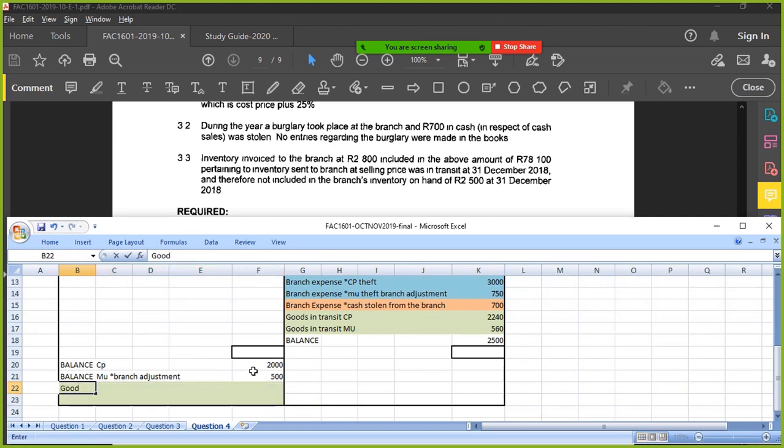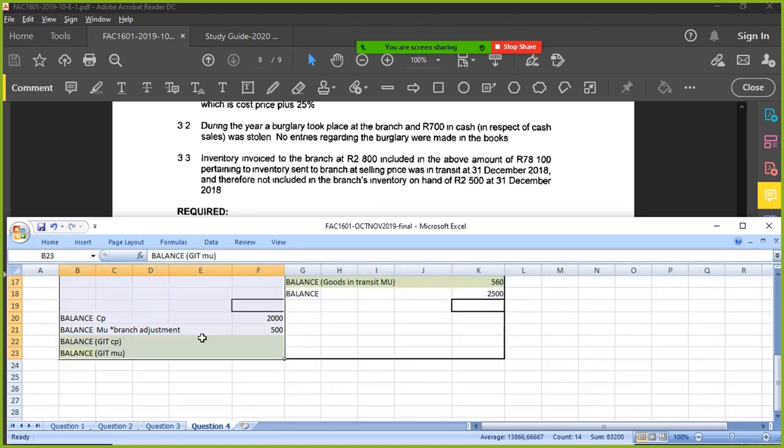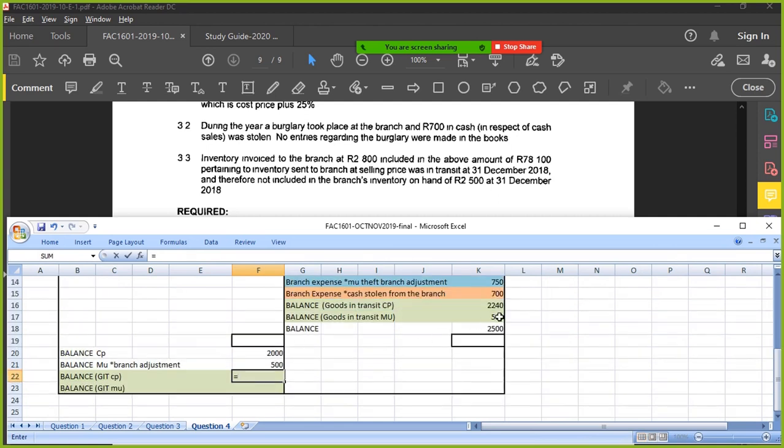So goods in or balance rather. This should actually be balance. Balance for goods in transit. Just going to abbreviate. Does it make sense? Yes. Okay, perfect. And then just reference those figures.